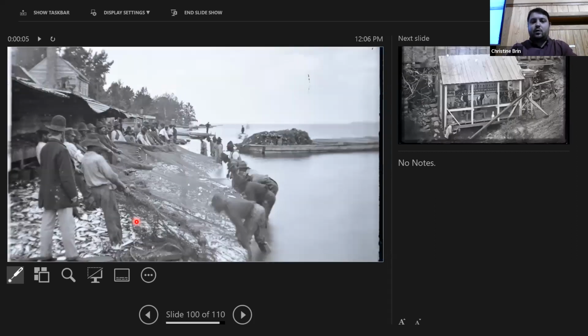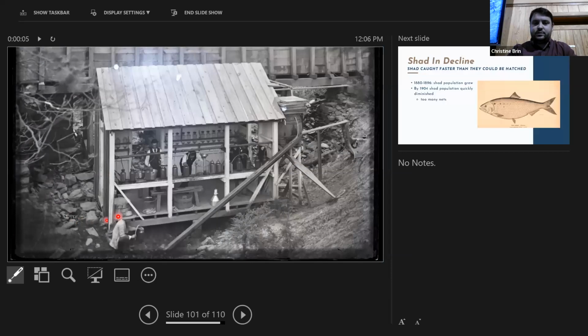And this is one of the haul seine fisheries on the Albemarle Sound that the federal government was partnered with, and they were taking the roe out of the female shad for their program. And this is one of these sort of little hatcheries right here. It's just a small experimental station.